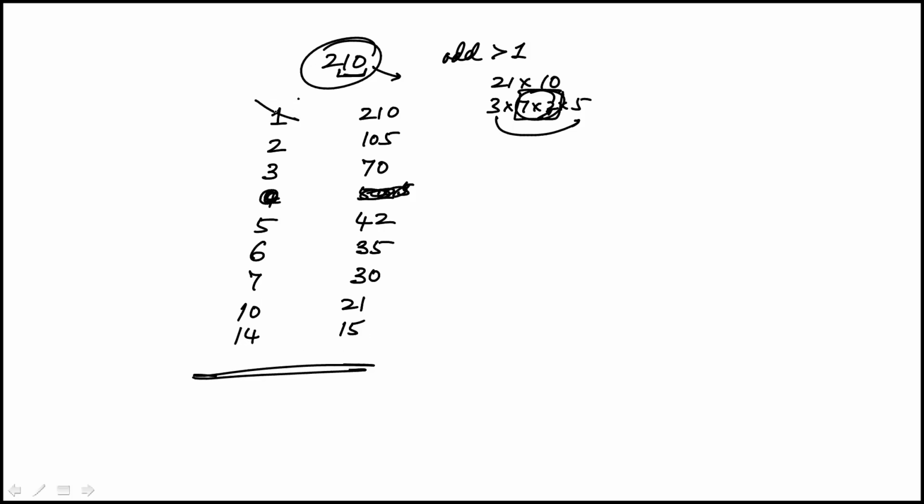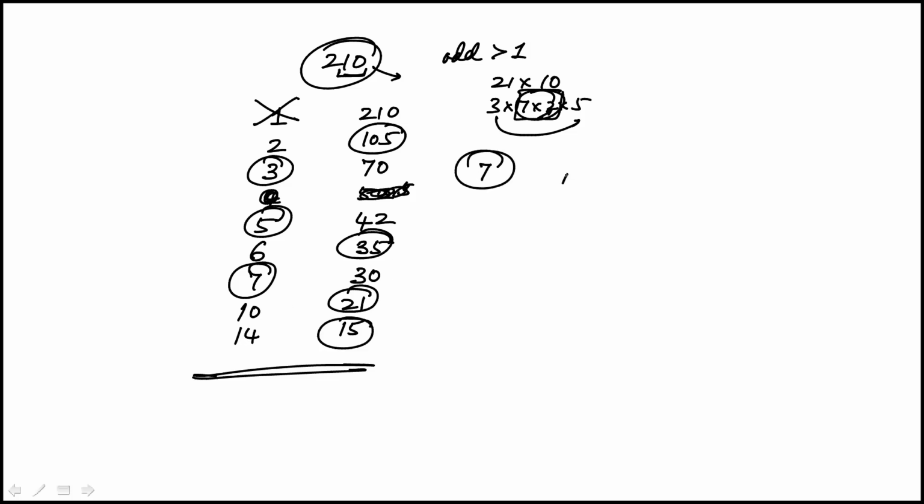So here I have to strike out 1 and then count the ones that are odd. 5, 7, and then 105, 35, 21, 15. So if we list them out, there's a total of 7, which is choice E.